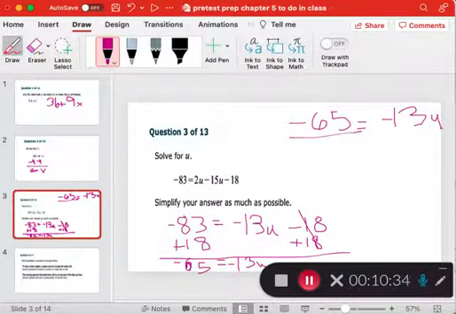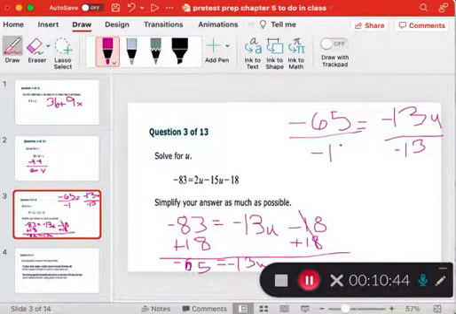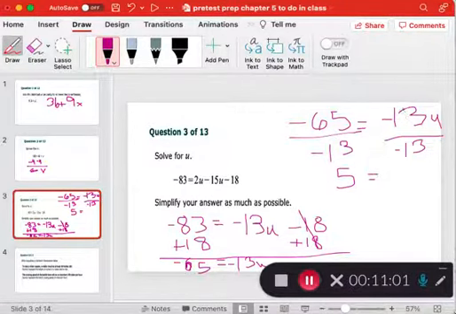That's negative 13 times u. So we have to undo that with division. So we're going to divide by negative 13 on this side and negative 13 on this side. Okay? So how many times does 13 go into 65? 5 times, right? And what is a negative divided by a negative? Positive. So we don't need a sign there. And then over here, this is going to cancel.